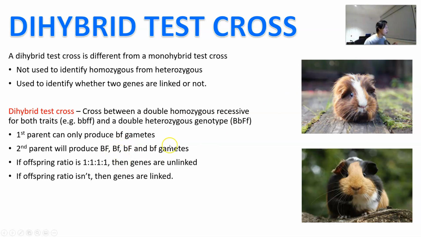which is lowercase f, right? So if we do the dihybrid test cross and the offspring ratio is 1 to 1 to 1 to 1 for all the traits, then the genes are unlinked. However, if the ratio isn't, we can assume that the genes are linked.